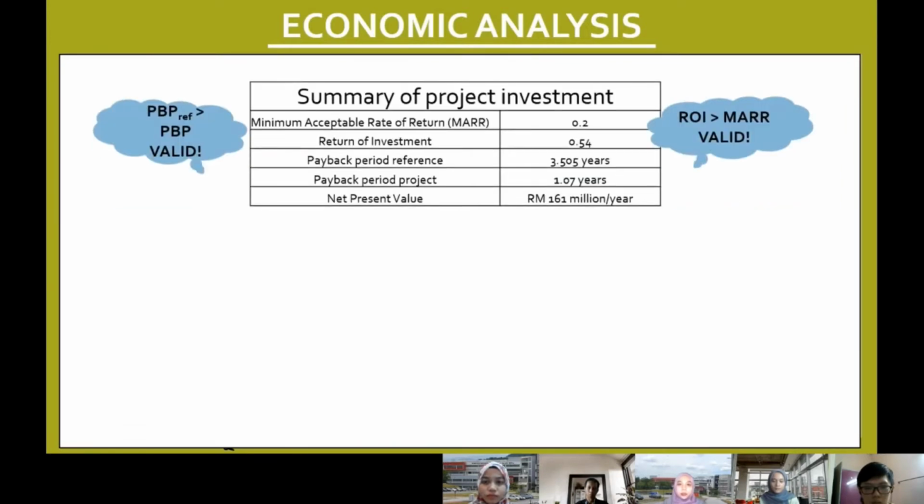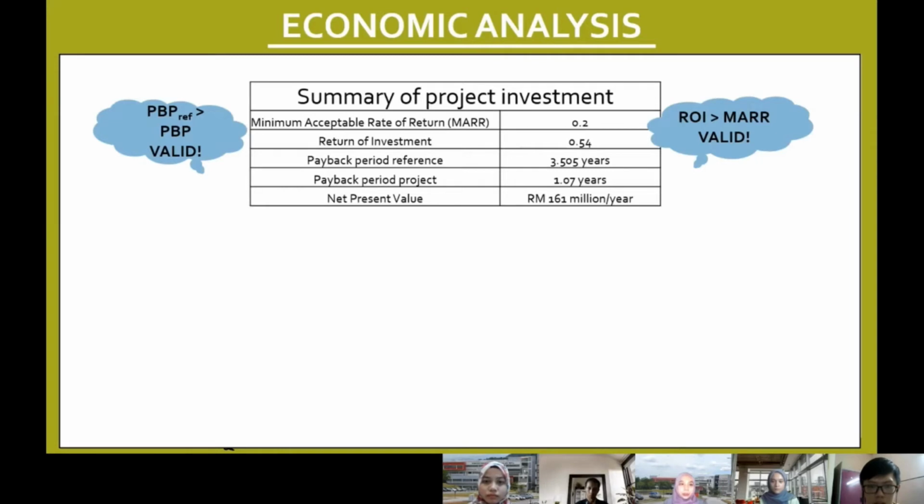Next is the summary of the project investment. The MARR is 0.2. Return of investment is 0.52. Payback period reference is 3.5 years. Payback period project is 1.07 years. For the net present value, it is around 161 million per year.